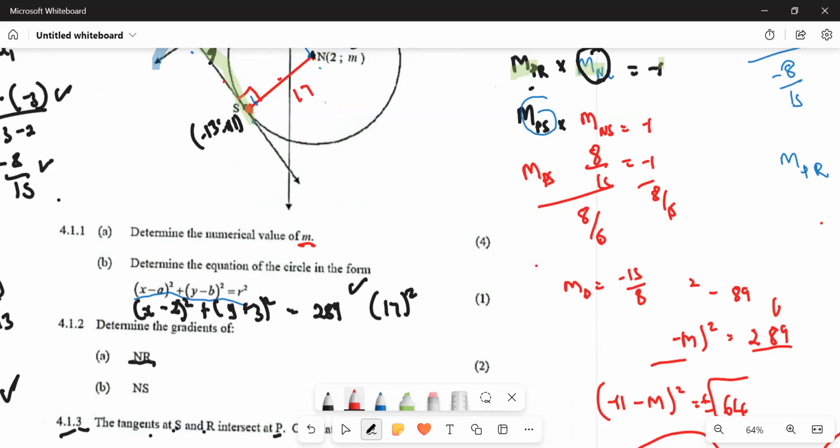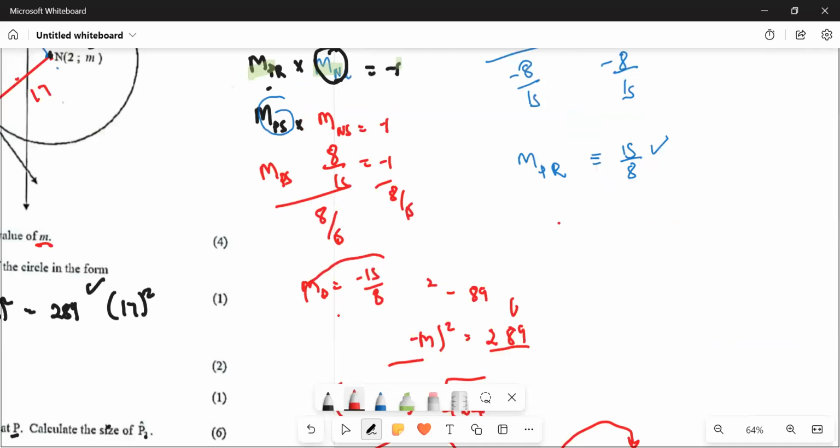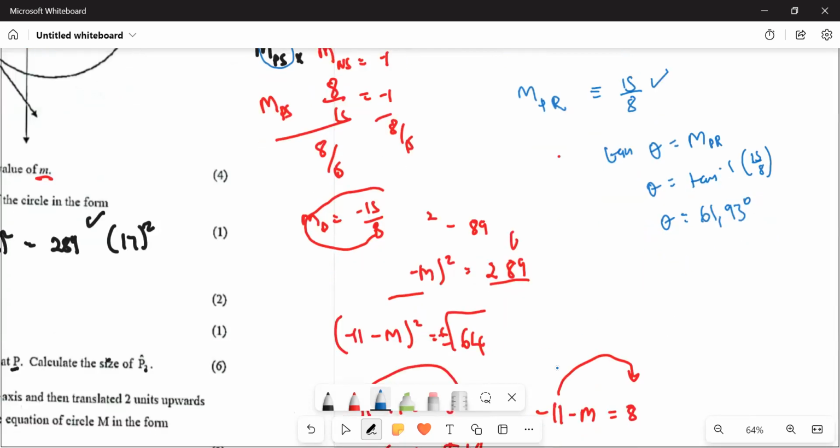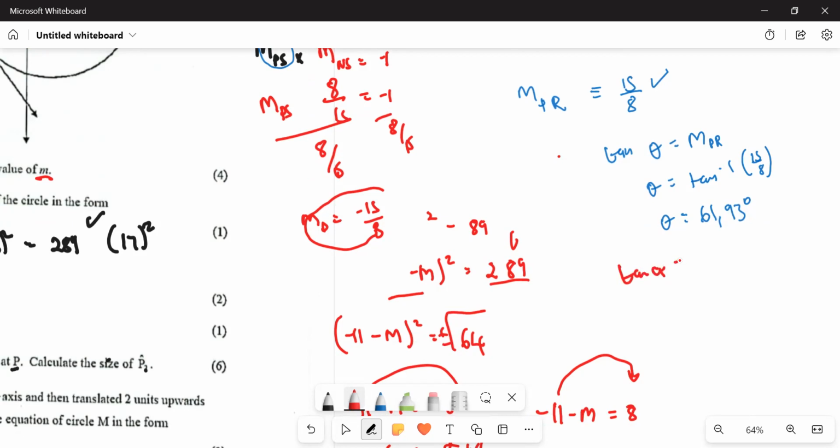Now we got these two gradients. As soon as we get these two gradients, we are going to use both of them. First one, let's start with the blue one. The blue one, we're going to say tan of theta is going to be equal to M of PR. Okay? And then we say theta is going to be equal to tan inverse of 15 all over 8. And then we get theta. What is our theta? 61.93, 93 degrees. Okay, sharp. The next one, we're going to get the one for the red color. The one for the red color is what? Tan of alpha is going to be given by M of PS again.